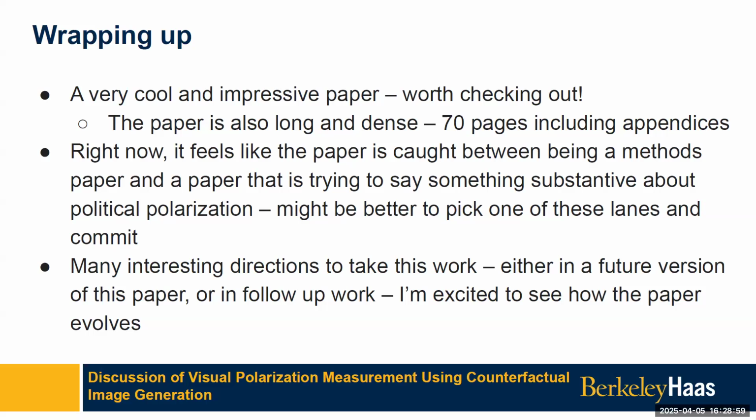And that leads into my second point, which is that right now, I think the paper is caught between being a methods paper and a paper that's trying to say something substantive about political polarization. So I think choosing one of these lanes and doubling down on it might be a wise move. All the technical stuff is in and of itself super impressive, but the polarization stuff feels maybe a little bit tacked on. Alternatively, if you want to focus a lot on what we're learning about polarization, maybe it's less important to focus on a lot of the technical details of the method.